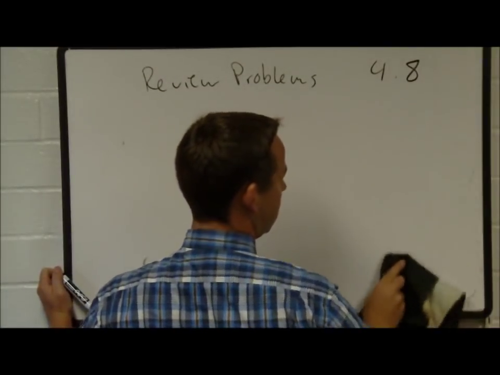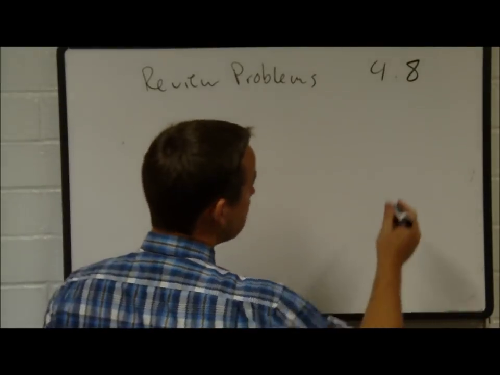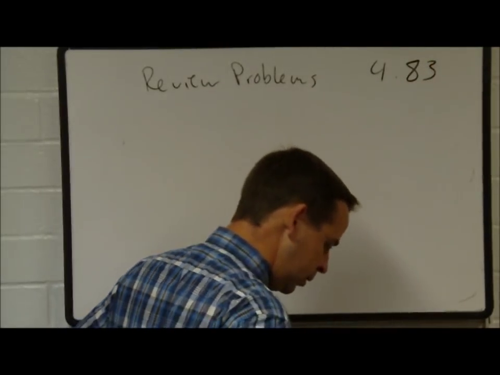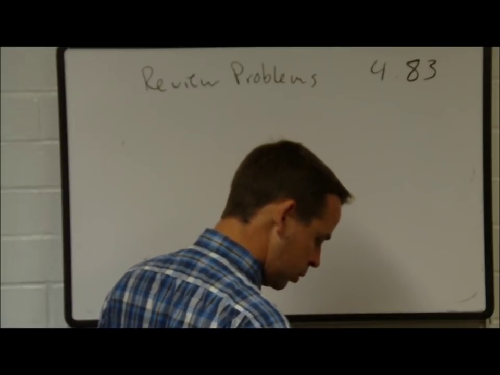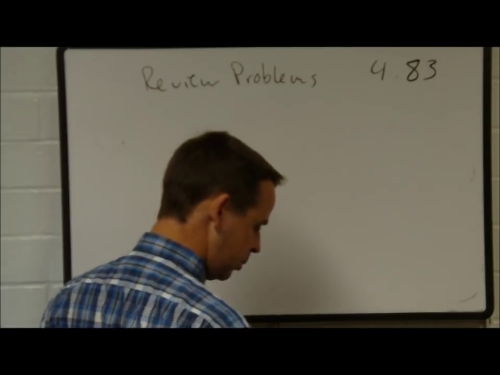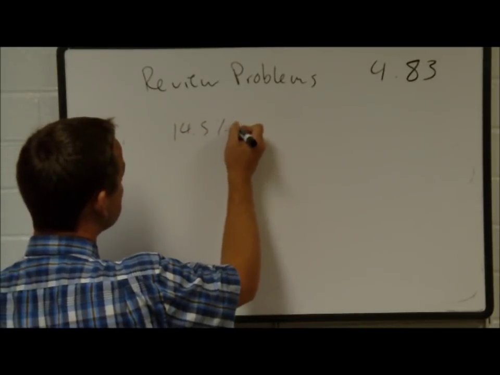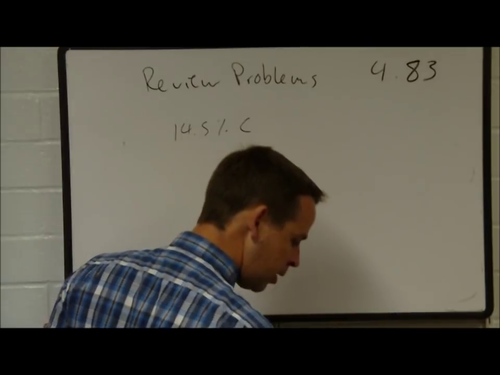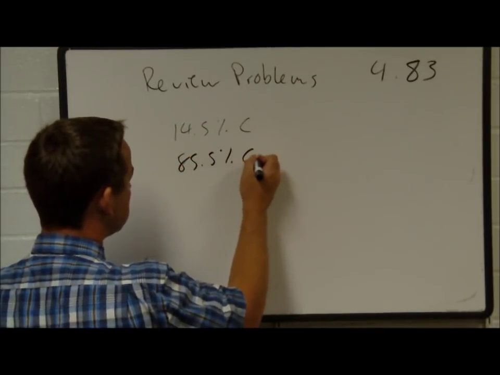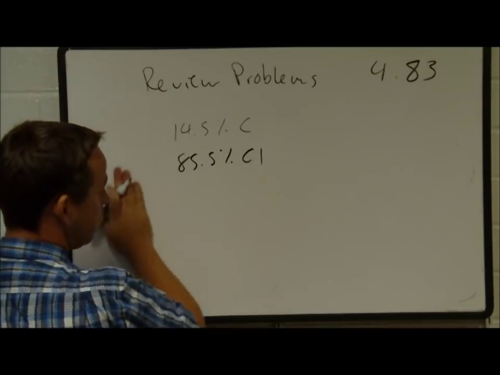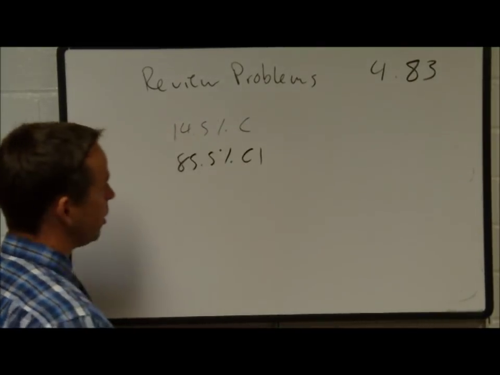481. Now we're on to 483. A dry cleaning fluid composed of only carbon and chlorine was found to be composed of 14.5% carbon and 85.5% chlorine. All right, so that's it. What's the empirical formula of this compound?